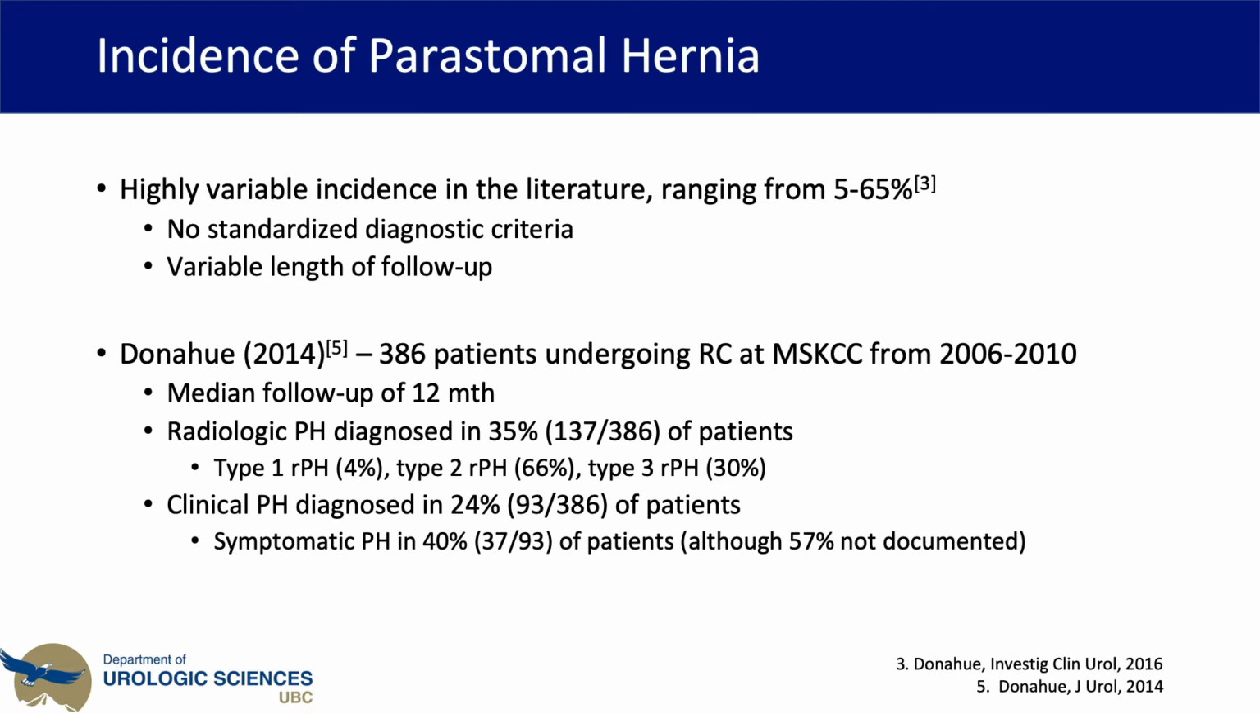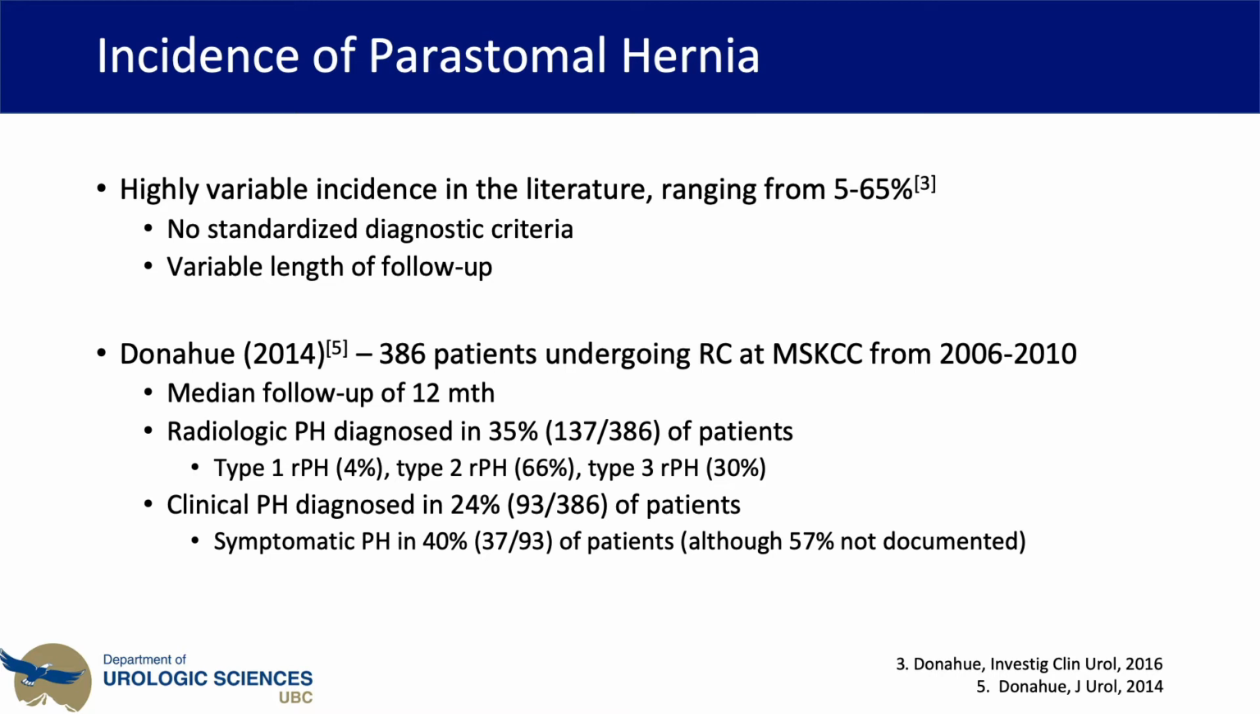Looking at a paper from Dr. Donahue coming out of MSK, they have 386 patients undergoing radical cystectomy. Median follow-up was 12 months. They had a rate of radiologic parastomal hernia in 35% of patients. Of note, the majority, 96% of these, were either type 2 or type 3, so more severe hernias seen on CT.